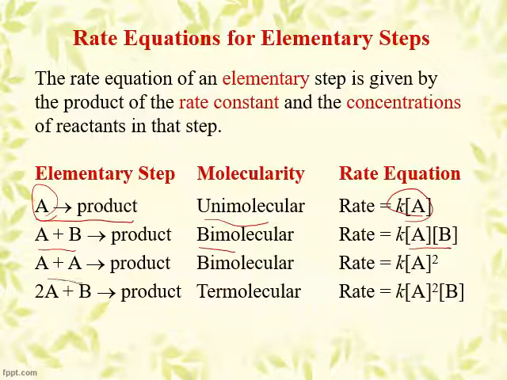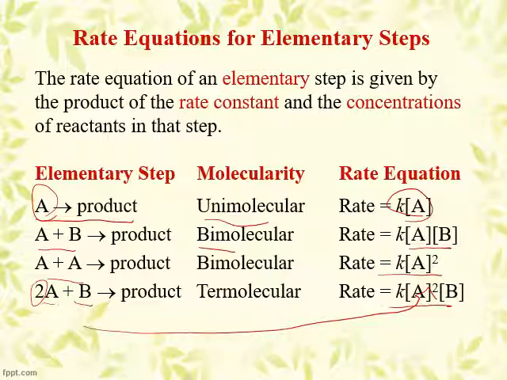A and A producing product is also a bimolecular reaction, and this is the expression for its rate law. The last one is termolecular because we have 2A and 1B producing product. The rate law is based on the concentration of A squared and also B. Note that the stoichiometric value here is used as the order of reaction in the rate law, because it is an elementary step.